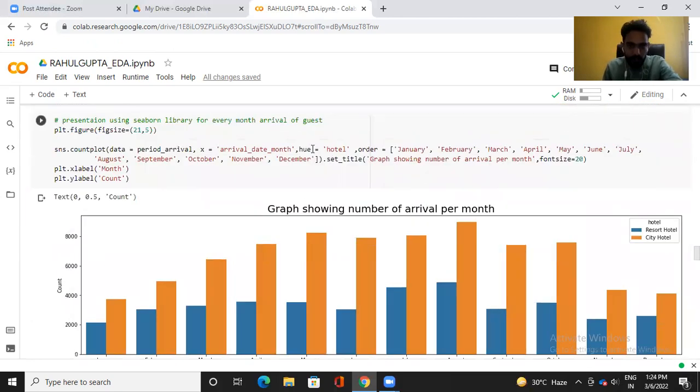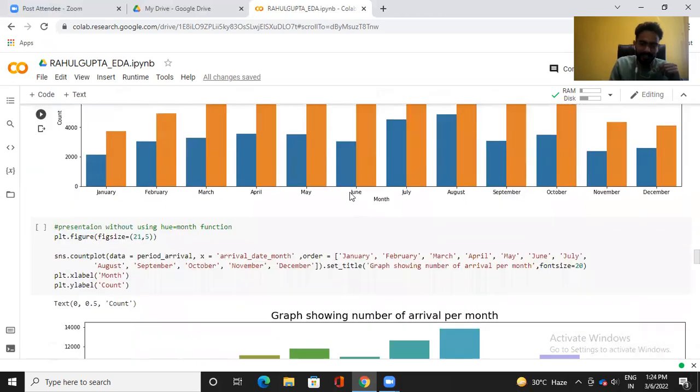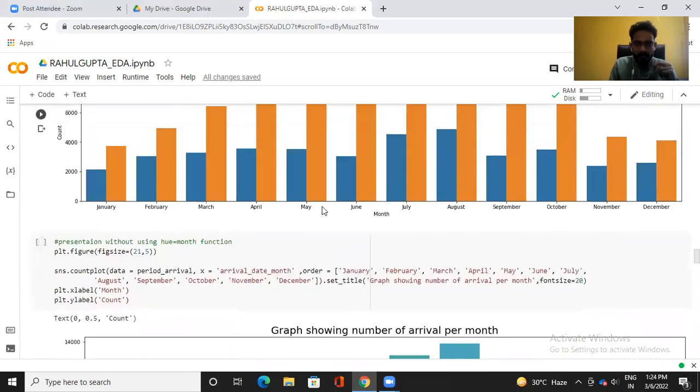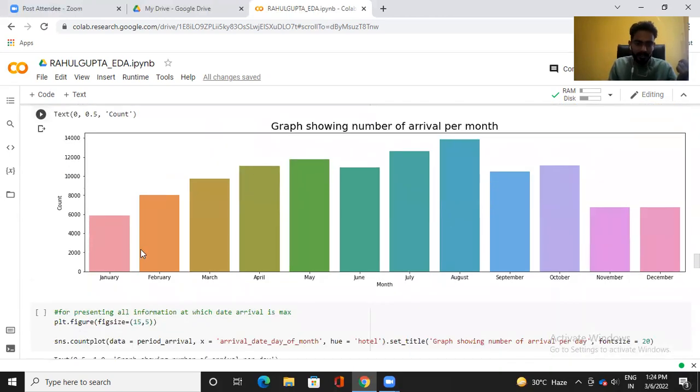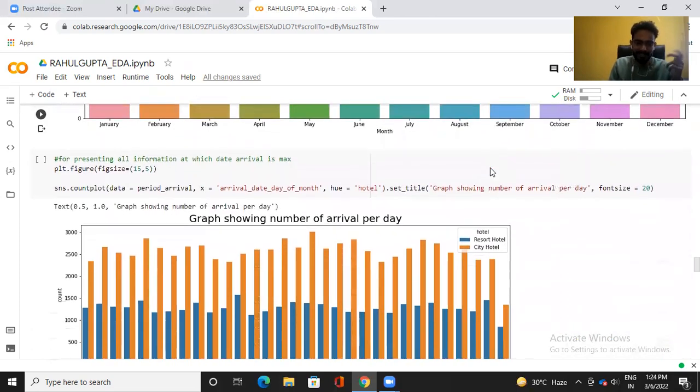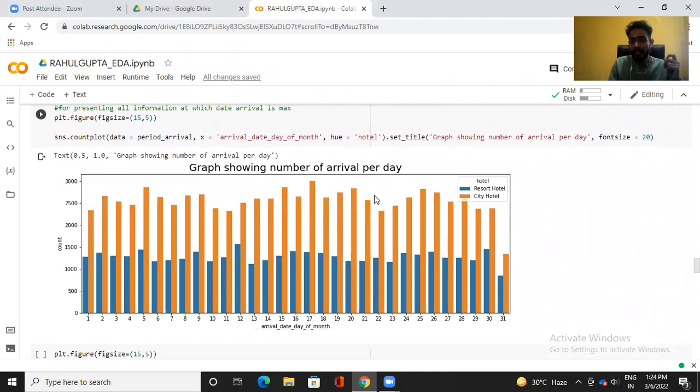Again, I did this without using the hue command. If you don't use hue, this type of graph will come, because if I use hue, it will show the difference between the resort type and hotel type. Then we found this type of graph by using seaborn.